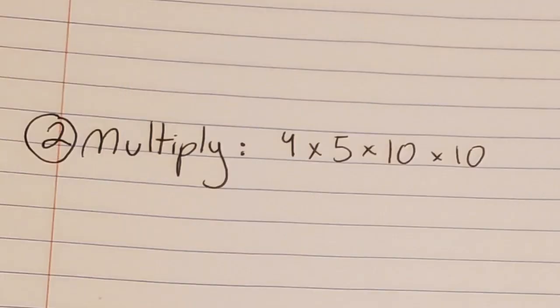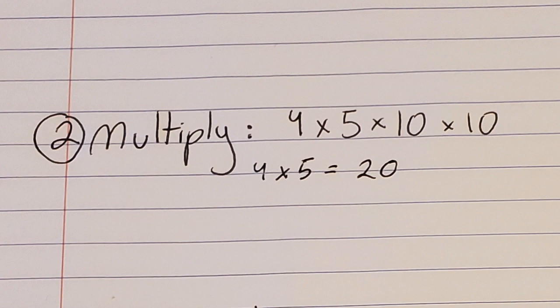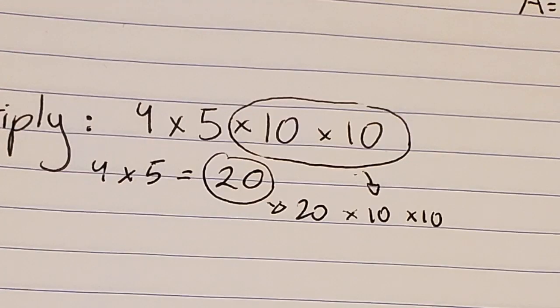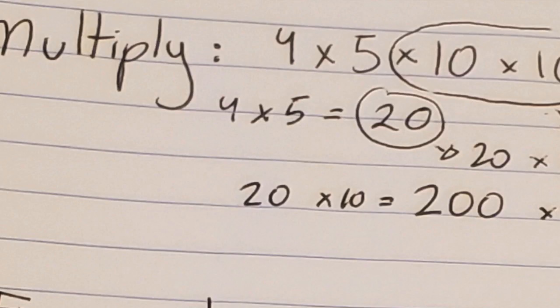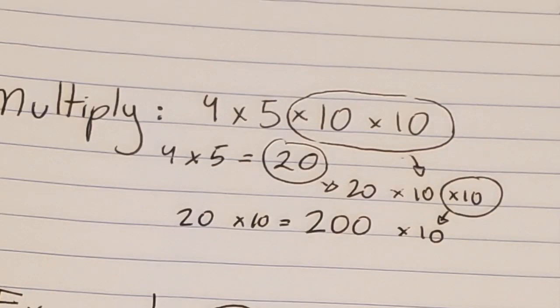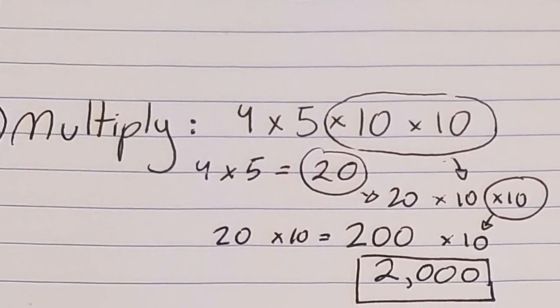So for number 2, we have 4 factors in this problem. Again, you can do this in any order if you want, but I highly suggest you start from the beginning, and that's what I'm going to do for this one. Our first two factors are 4 and 5, so we're just going to do 4 times 5, which equals 20. Then we're going to take that 20, and we're going to take the rest of our original problem, so the times 10 times 10, and we're going to stick those down there. 20 times 10, again, we're focusing on the first two factors in our problem. 20 times 10 is 200, and then we're going to just bring down our last times 10, and we're going to do 200 times 10 equals 2,000.